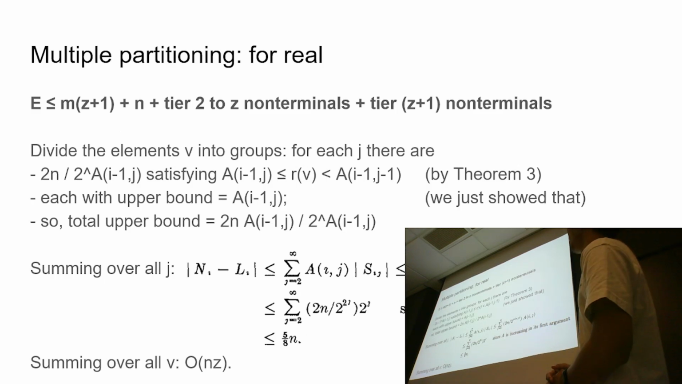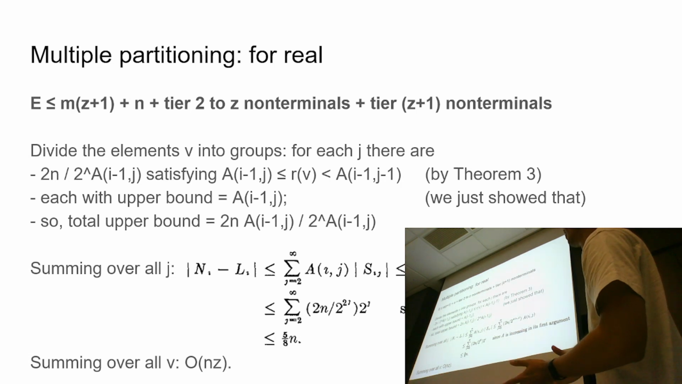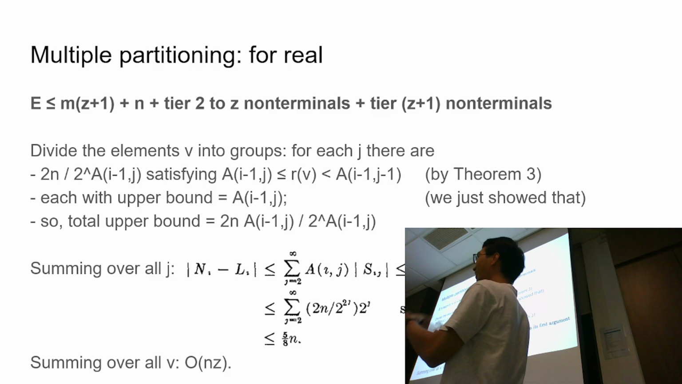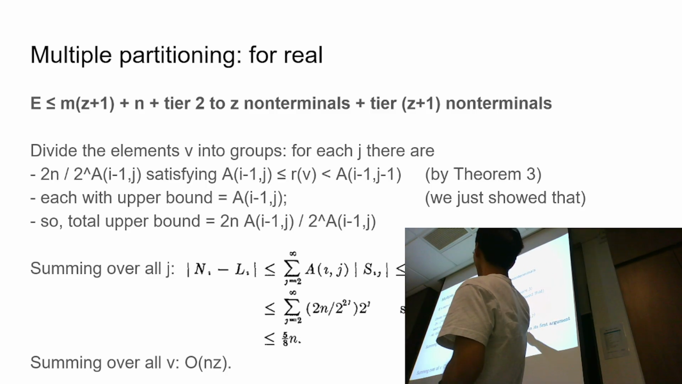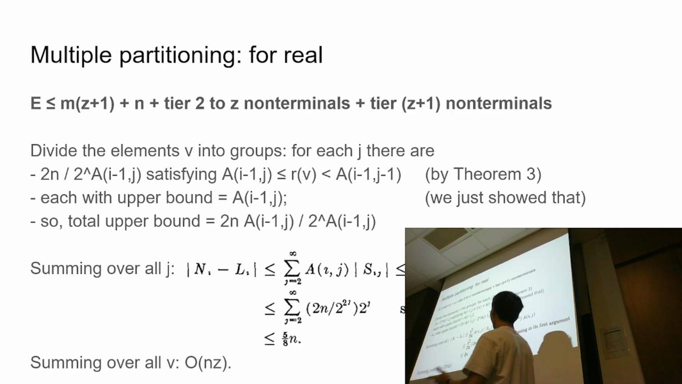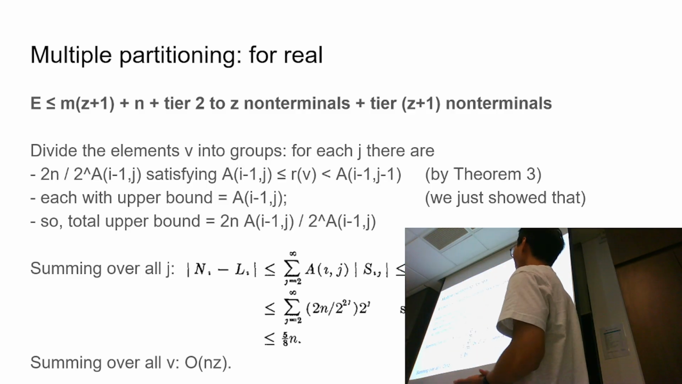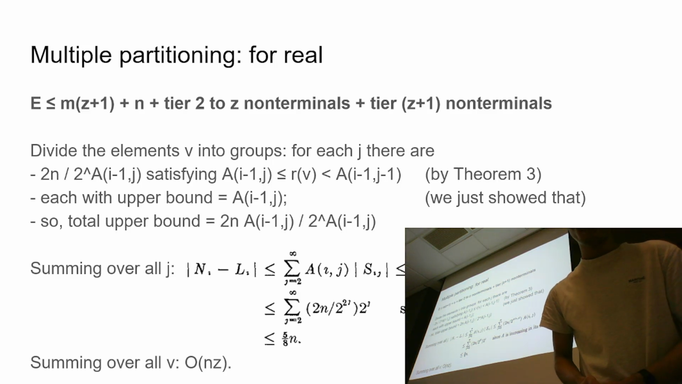So we can revisit the proof. We divide the elements V based on their ranks. There are that many of them within this rank group, each with that upper bound. So if we multiply them and do some manipulations, we actually get O(N), which is amazing. So now if we sum over all V, we get O(NZ). So what is N and L?